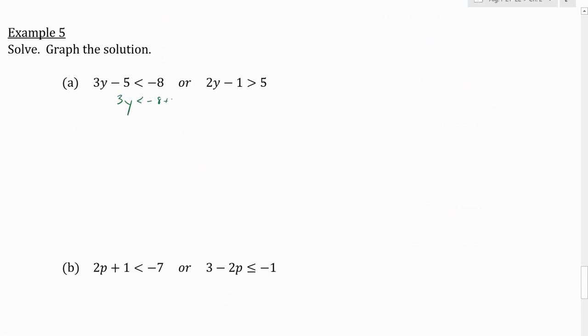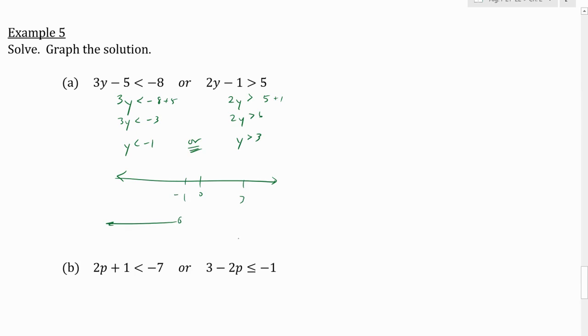So I'm going to add 5 to both sides. Divide both sides by 3. I'm going to add 1 to both sides. Divide both sides by 2. Got the word or in between, which is huge. 0, -1, 3. Less than -1, greater than 3. If I compile those into one big pile, this is the best I can make it look. There we go.